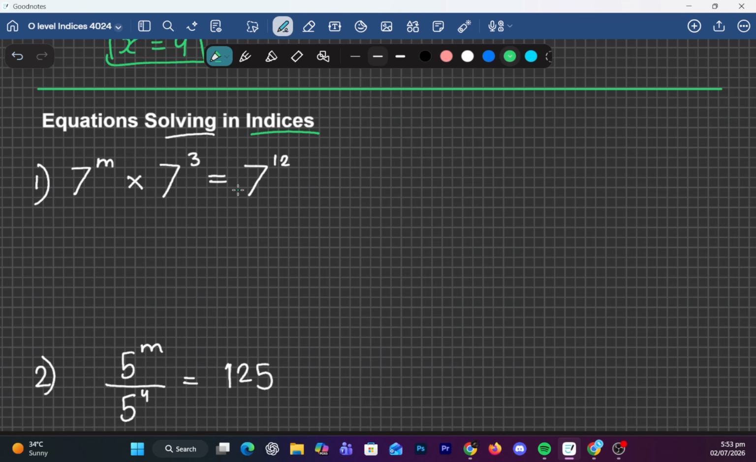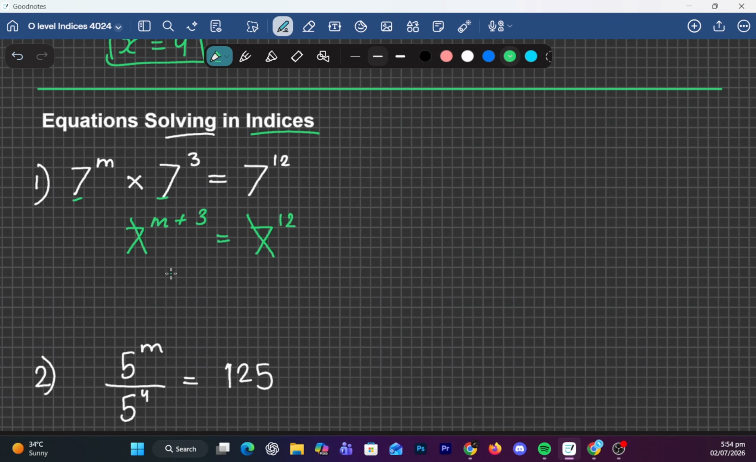So let's see. For today's video our first example is 7 to the power m into 7 to the power 3 is equal to 7 to the power 12. As we can see, there is a multiplication sign here, both bases are the same and the powers are different. So due to the multiplication sign, we can add the powers. This will become m plus 3, and the other side will be equal to 7 to the power 12. Both sides have 7, so the 7 will be cancelled.